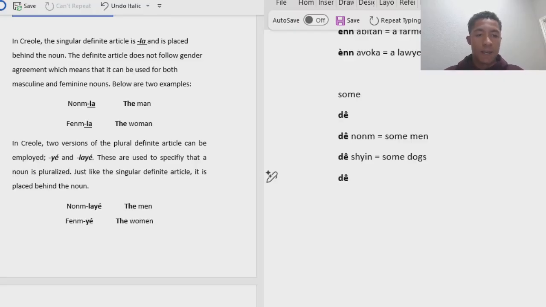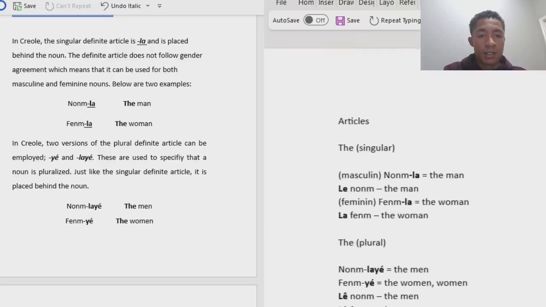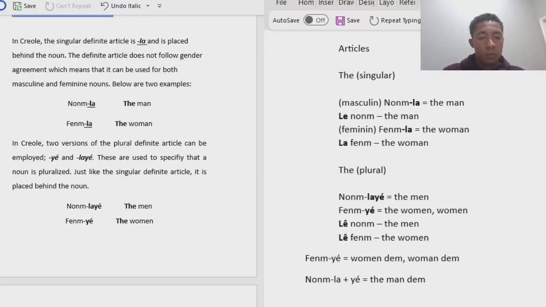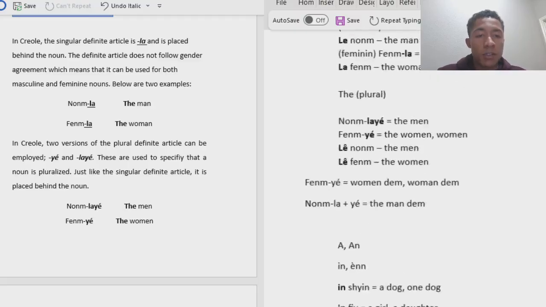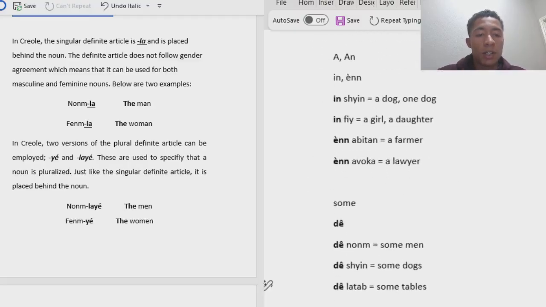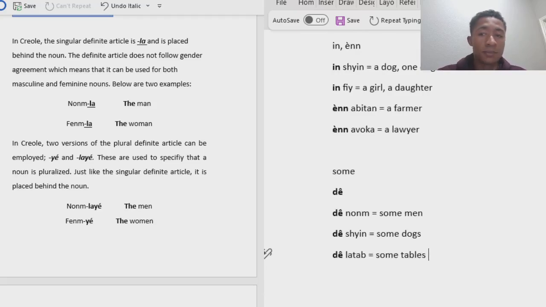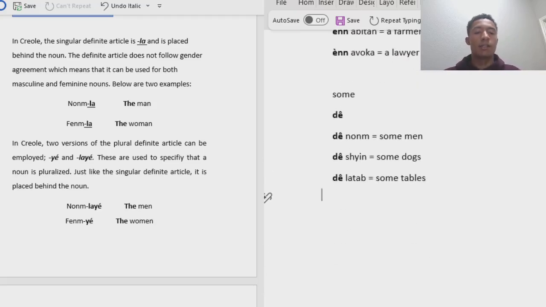De la table, some tables. De. So, looking at all these, you can screenshot these, write them down. I hope you're writing this down. And let's get into some practices.